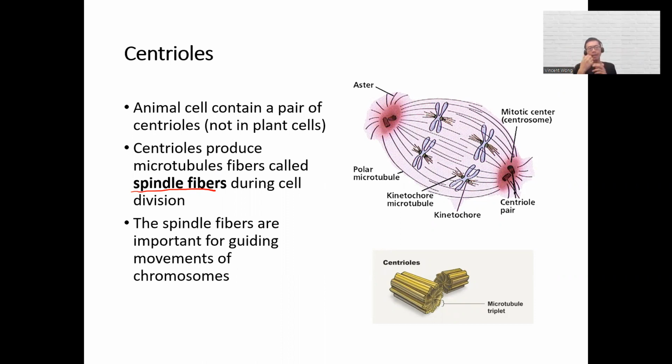It's important to guide the movement of these chromosomes so that they know where to go. Remember, you have 46 chromosomes, and each of the daughter cells must get the same amount of chromosomes at the end. So how do you know which chromosome goes where, and how do you make sure they don't get tangled up and move accordingly? That would be the job of the spindle fibers.